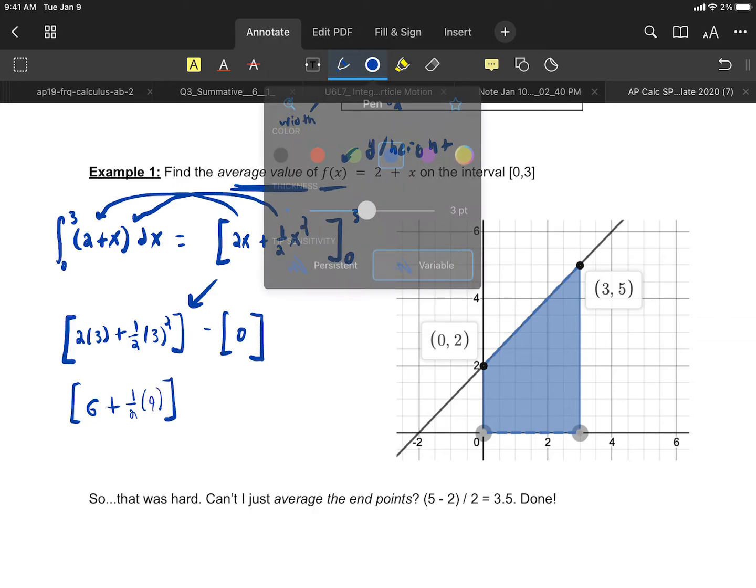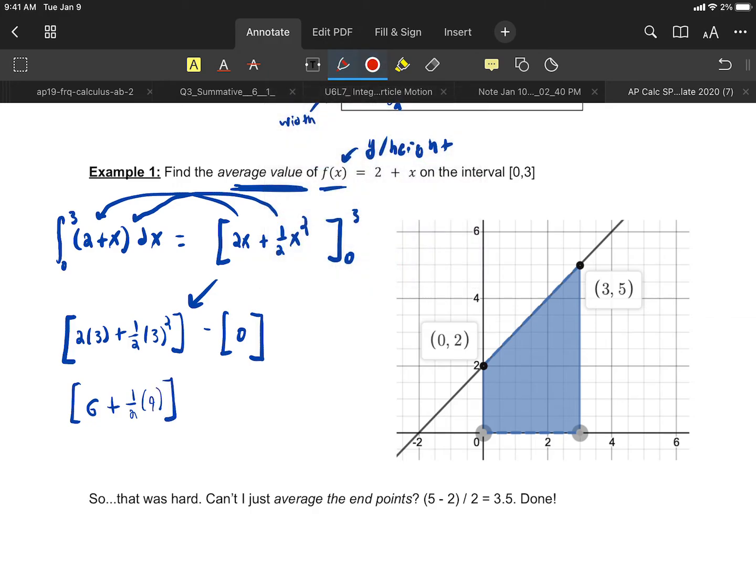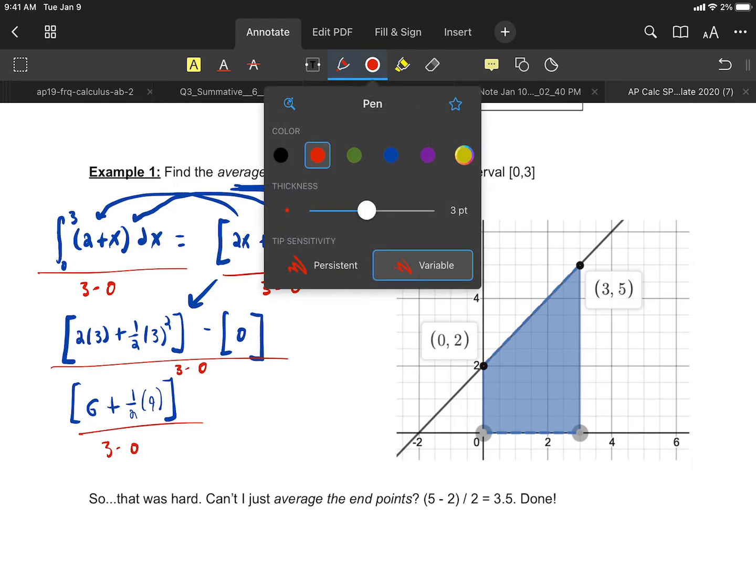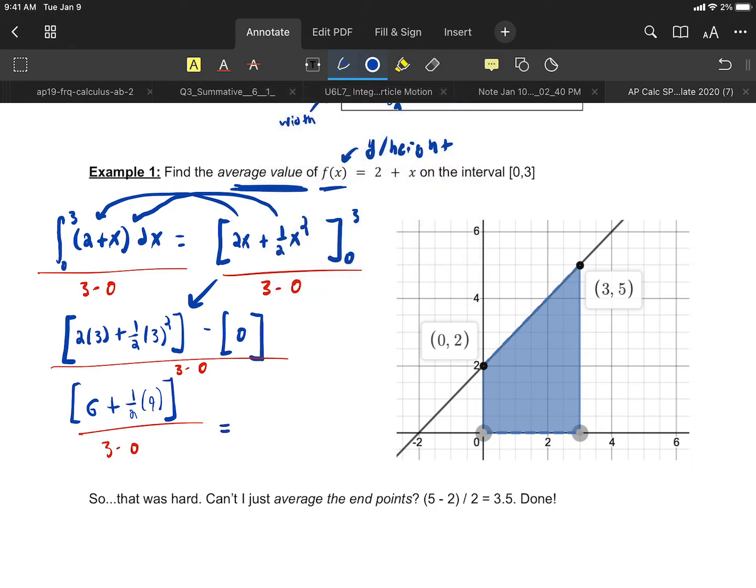And then what I forgot here was, this whole time, if I want to find the average value, I need to be dividing by 3 minus 0. So all over 3 minus 0. And I work this out, and what I end up having here, 6 plus 4.5, this is 10.5 all over 3, right, turns out that this is equal to 3.5.